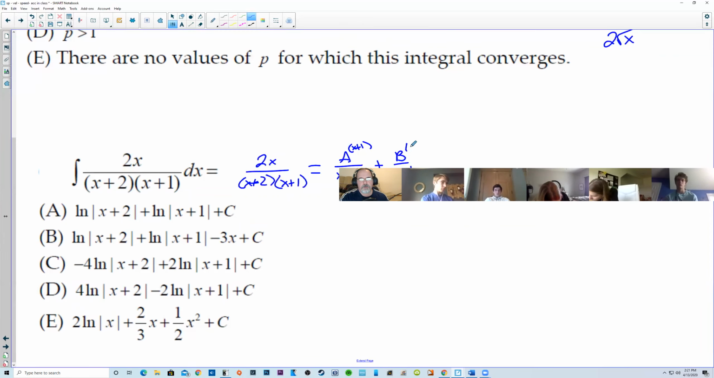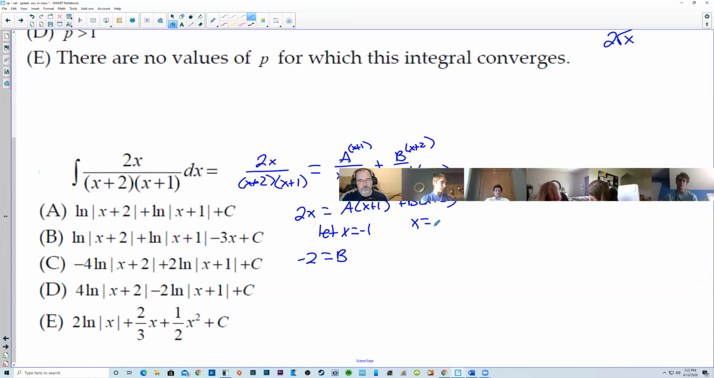We need to get a common denominator. Now that you have common denominators, I could even write it, it doesn't take that much longer. Now all the denominators are exactly the same, and I just don't need them anymore to solve this. Plus B times x plus 2. Now we're going to let x equal negative 1. So negative 2 is equal to B. So we got the B.